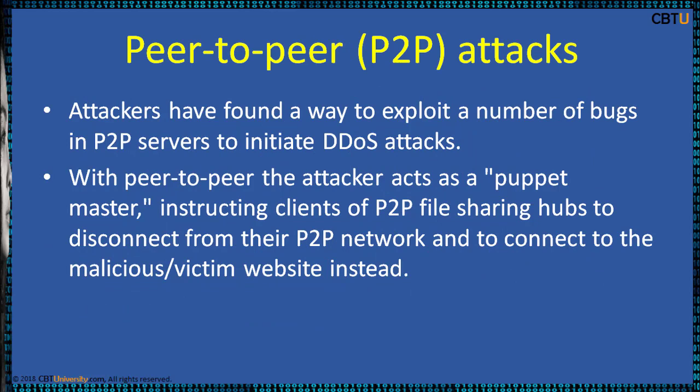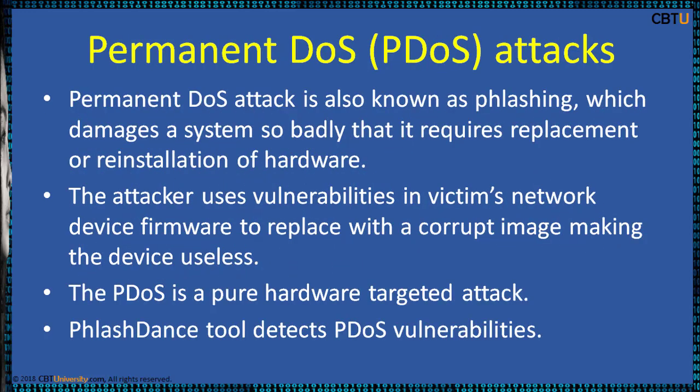Attackers have found a way to exploit a number of bugs in peer-to-peer servers to initiate DDoS attacks. With peer-to-peer, the attacker acts as a puppet master, instructing clients of P2P file sharing hubs to disconnect from their P2P network and to connect to the malicious victim website instead.